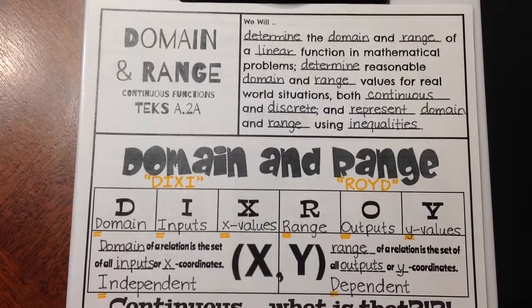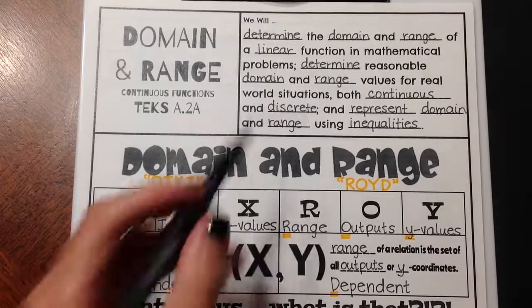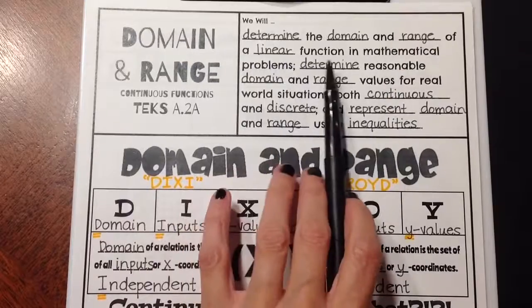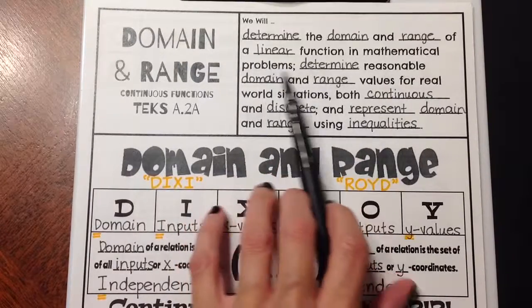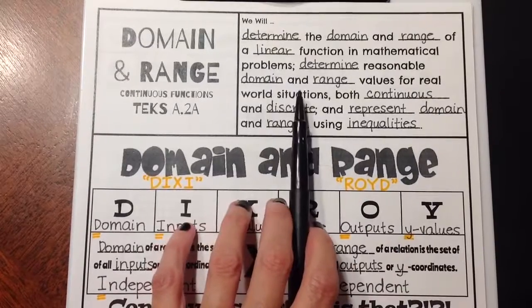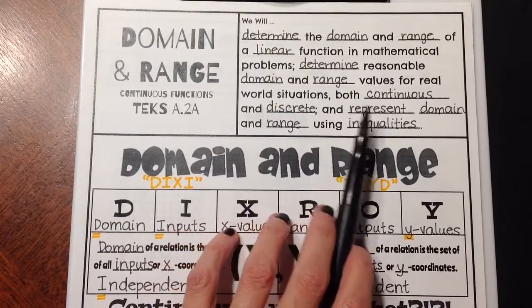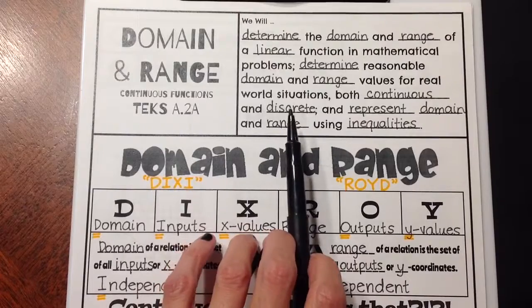Okay, today we're going to talk about domain and range of continuous functions. So we're going to determine the domain and range of a linear function in mathematical problems. From graphs, we're going to determine reasonable domain and range values for real-world situations, your word problems, for both continuous and discrete. We talked about discrete last week.